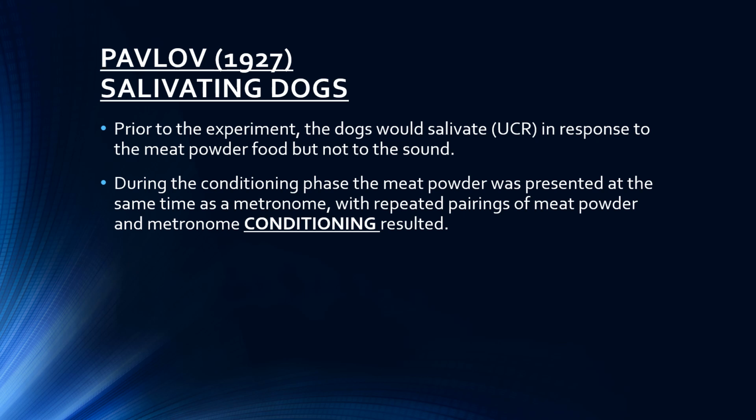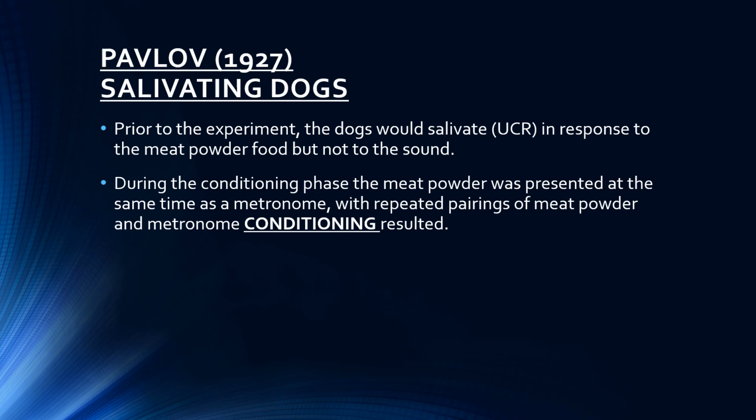So after he'd noticed this process, Pavlov wanted to see if he could actually create an association or pairing between a neutral stimulus and an unconditioned stimulus by himself. So could you actually create this conditioned response to whatever it was that you wanted to?